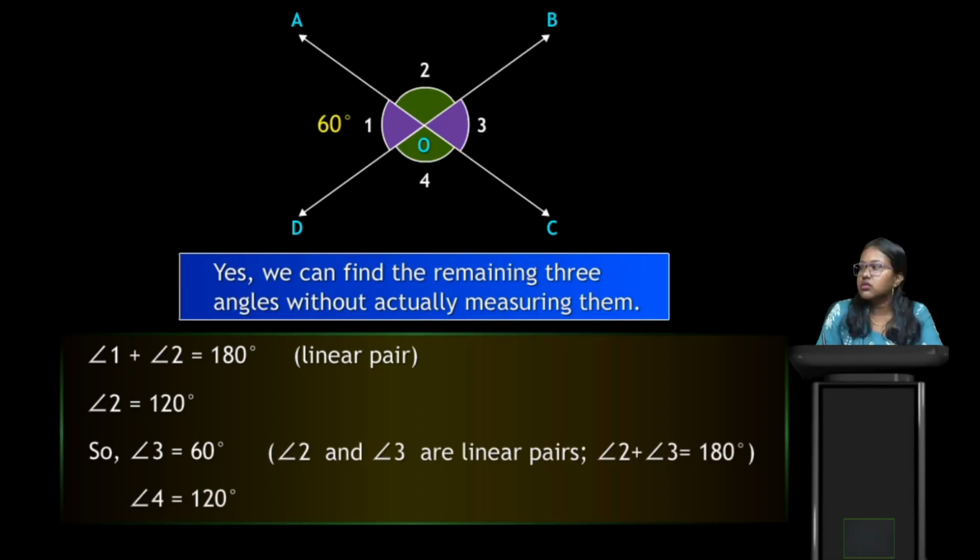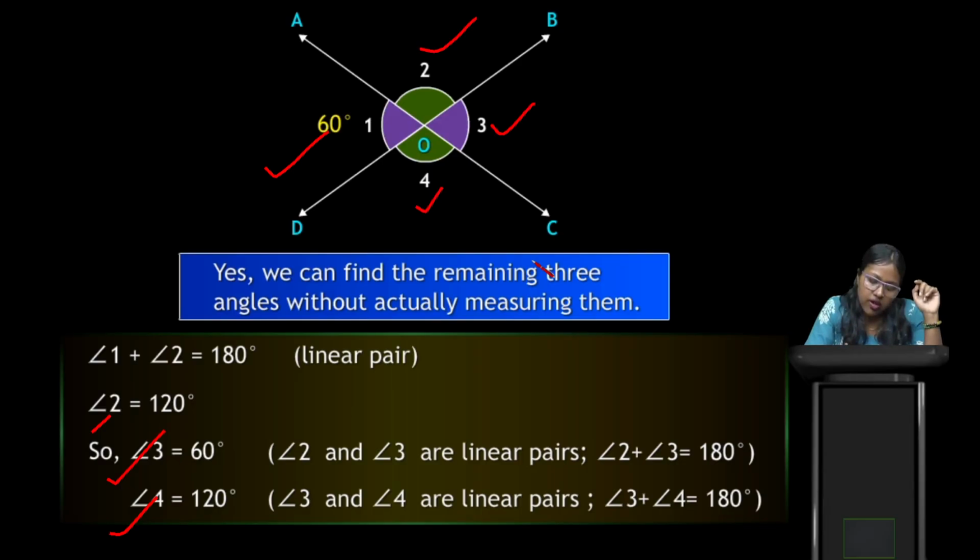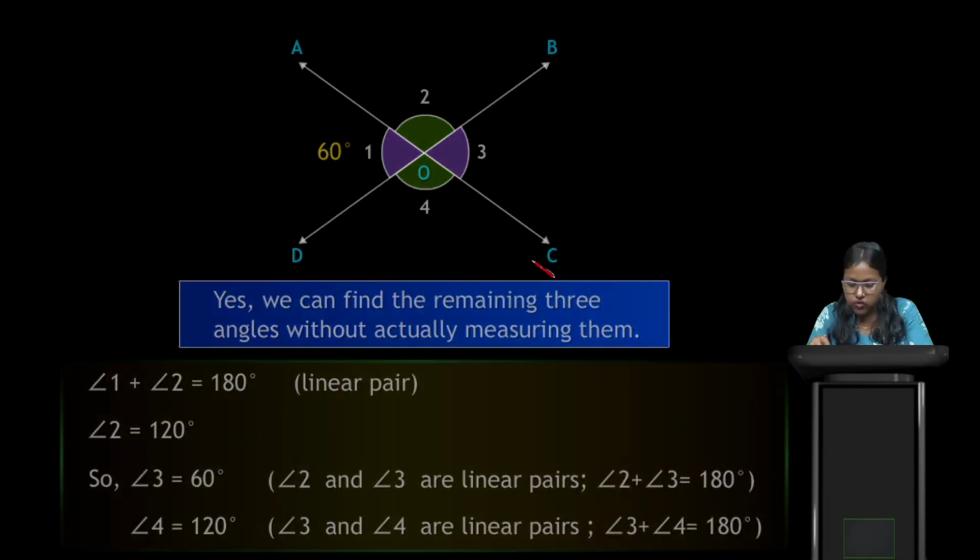Okay, so next, angle 4. Similarly, angle 3 we got as 60 degrees. Again, angles 3 and 4 together form a linear pair, so the total angle sum is 180. Out of 180, if you subtract this 60 degrees, you will get 120. So we got all 4 angles. Angle 1 is 60 degrees, and from there we got angle 2, 3 and 4. I hope this much is clear to all.